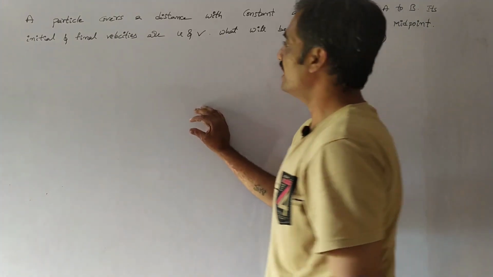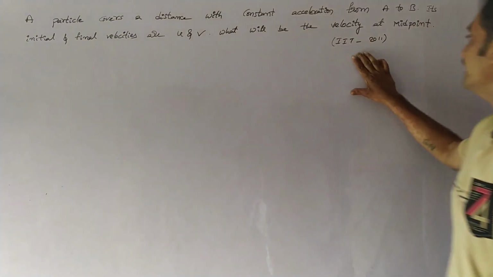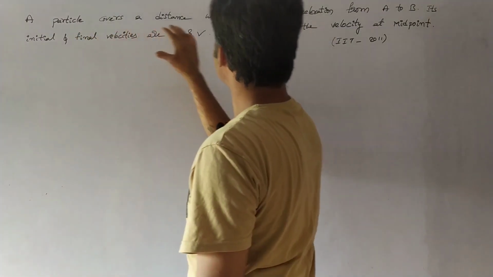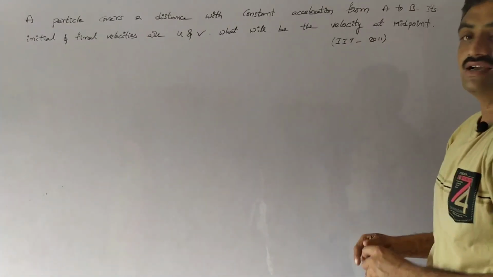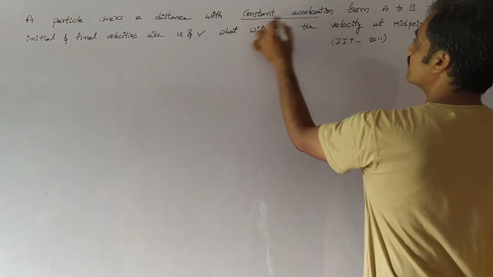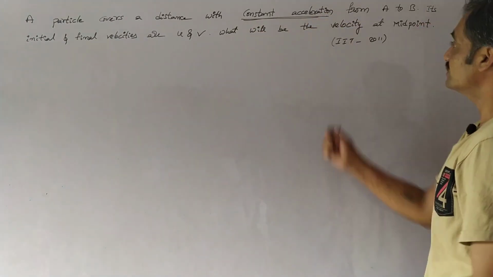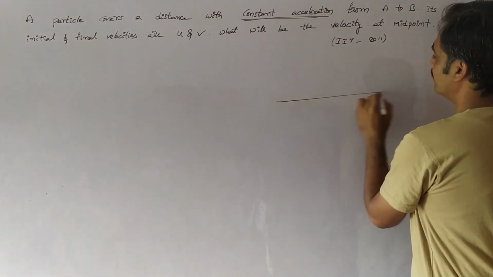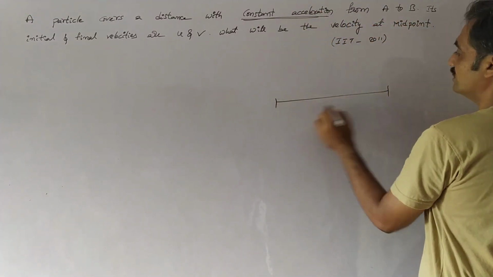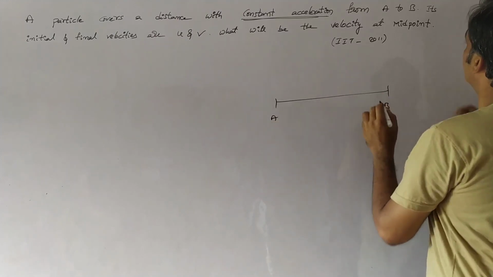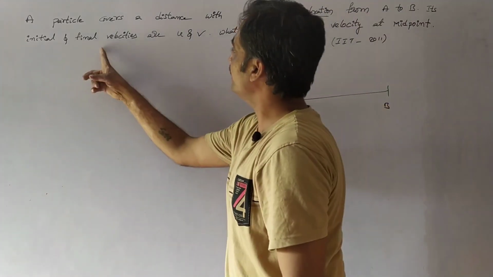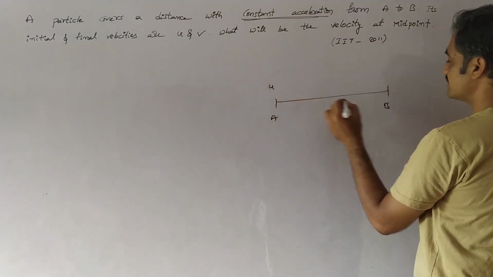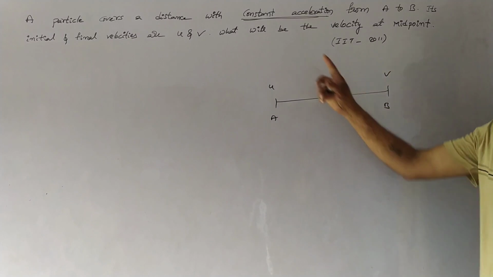And the next problem was asked in IIT 2011. Observe that a particle covers a distance with constant acceleration. Observe that here we are going to consider constant acceleration, so we can apply kinematic equations from A to B. The body has moved from A to B. Its initial velocity is u and final velocity is v.